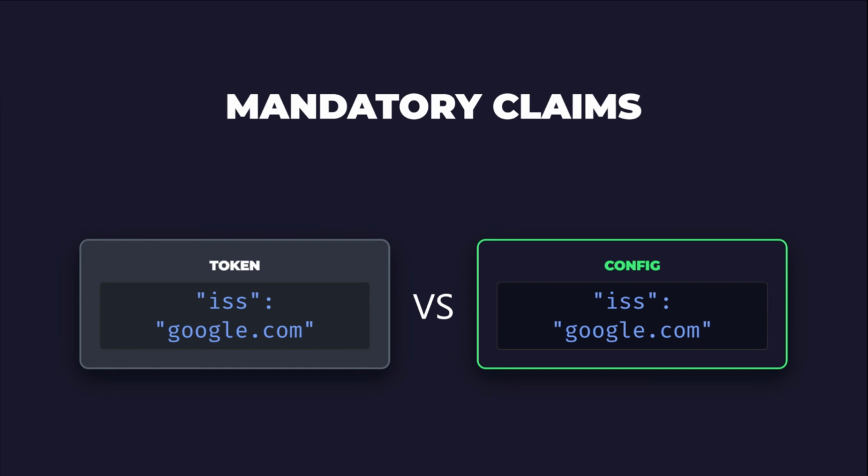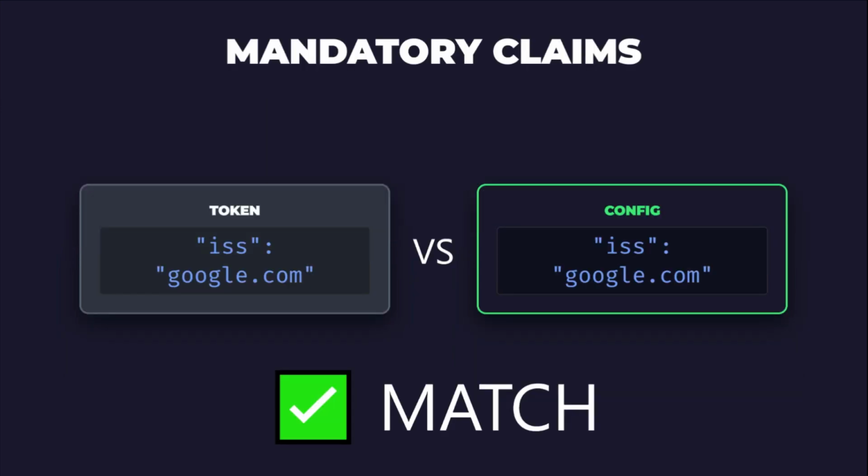Once the signature integrity is confirmed, proceed to mandatory claims validation. The ISS, or issuer claim, identifies the principal that issued the JWT. This value must exactly match a predefined, trusted uniform resource identifier configured in your application settings. Mismatching the issuer means the token originated from an untrusted source.